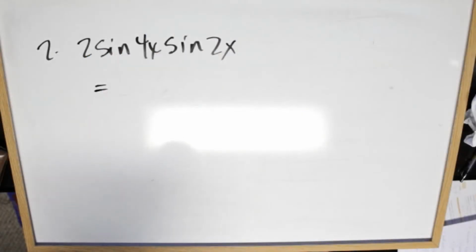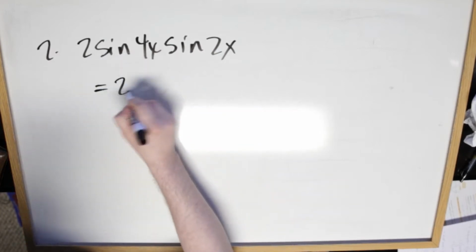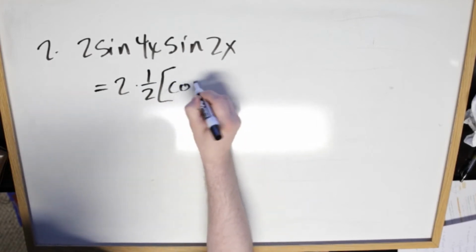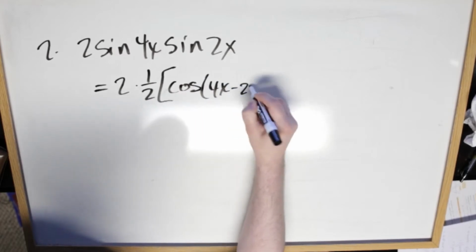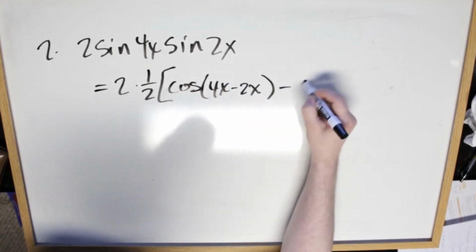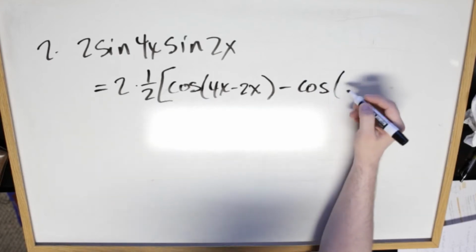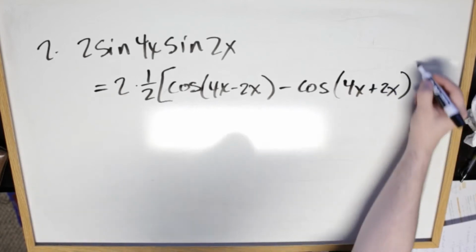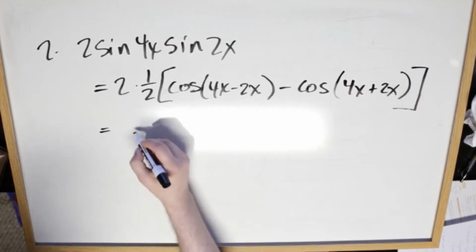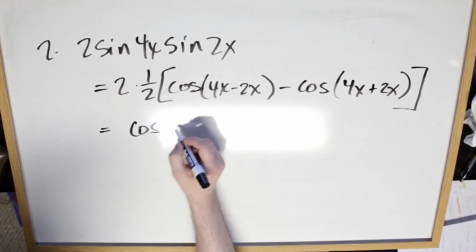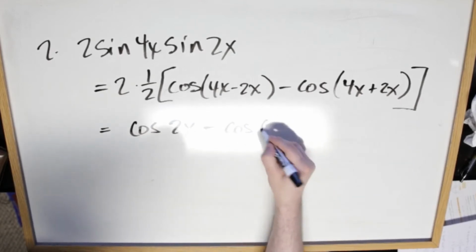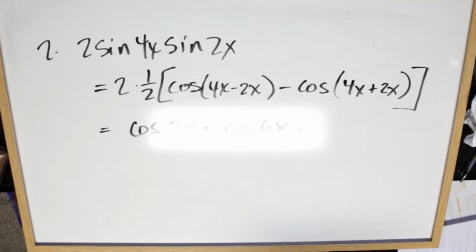So we've got alpha is 4x, beta is going to be 2x. And the coefficient in front, you can just keep that there, and then we multiply times 1/2, and it was cosine of 4x minus 2x. Again, it's just substituting in the formula, 4x plus 2x. So this right here is the same thing as cosine of 2x minus cosine of 4x plus 2x, which is going to be 6x. Okay, so that is our final answer.